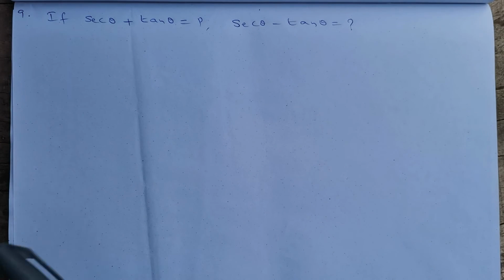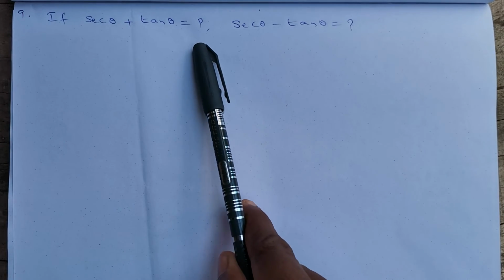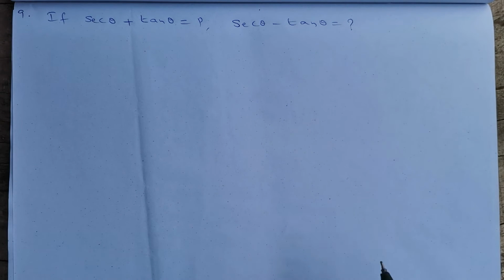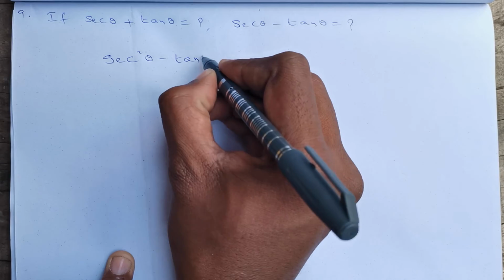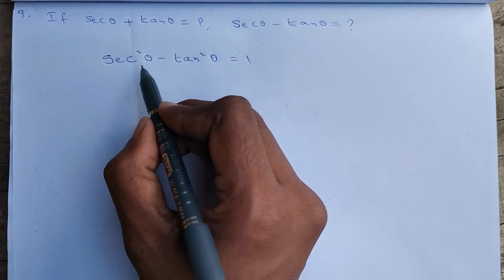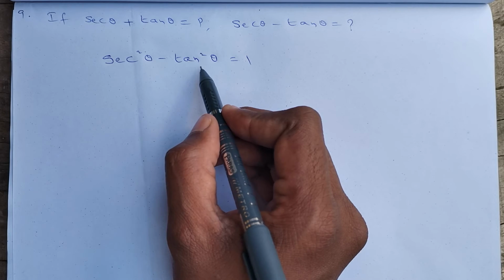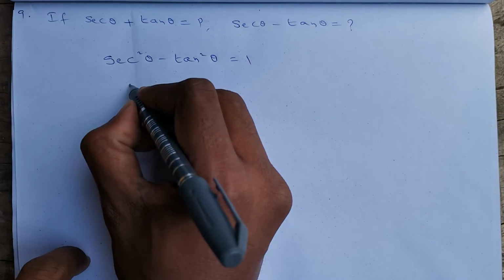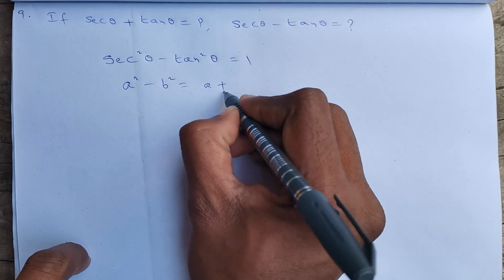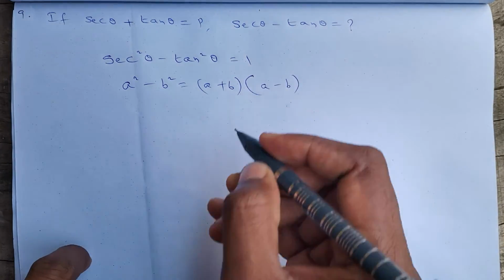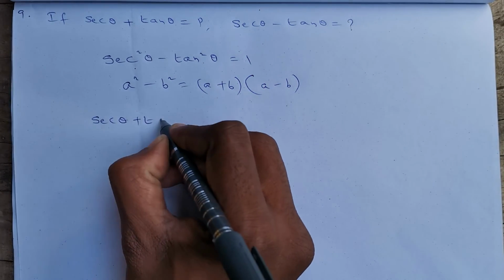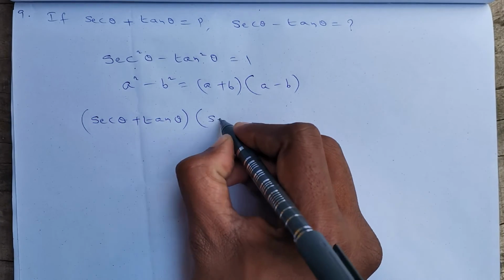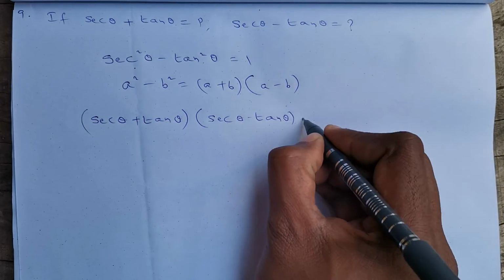Okay, next question number 9. If secant theta plus tan theta is equals to P, then what is the value of secant theta minus tan theta? Regarding secant and tan, we have one identity, that is secant square theta minus tan square theta is equals to 1. Here it is in the form of a square minus b square. So a square minus b square is equals to a plus b into a minus b. The same way, secant square theta minus tan square theta can be written as secant theta plus tan theta into secant theta minus tan theta, which is equals to 1.